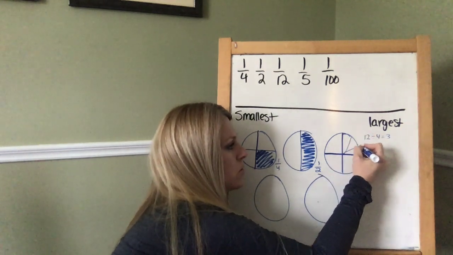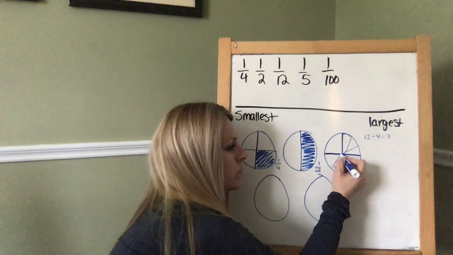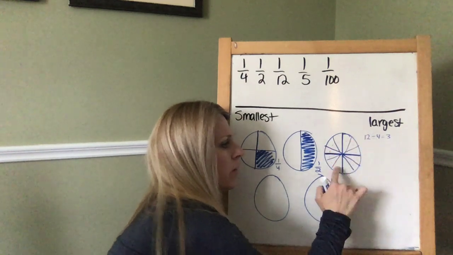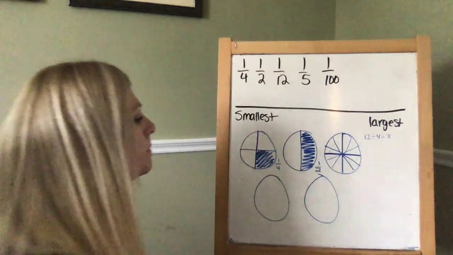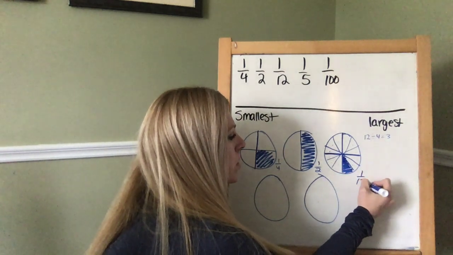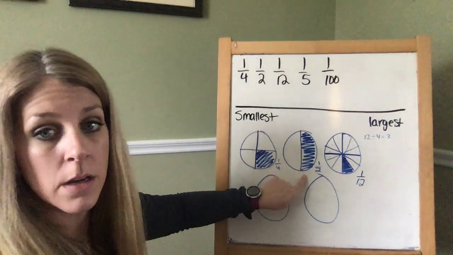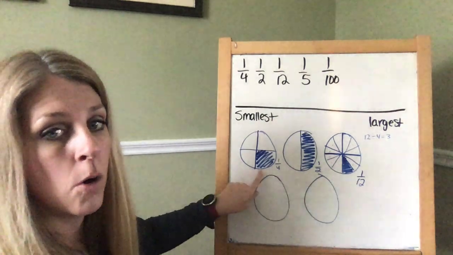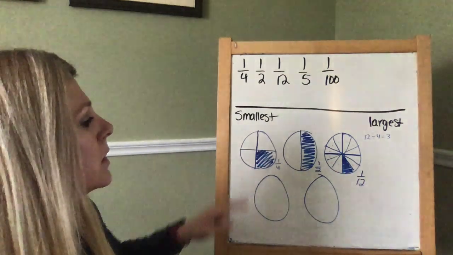So I'm going to do 1, 2, 3, 1, 2, 3, 4, 5, 6, 7, 8, 9, 10, 11, 12. Okay, so my pizza is now cut into twelfths, and I only get 1 piece of it, right? 1/12. So now if I think about what's bigger, 1/12 of the pizza or half the pizza, it's going to be half, right? And if I compare these, 1/12 of the pizza or 1/4 of the pizza, 1/4 of the pizza is bigger, okay? So let's keep going.